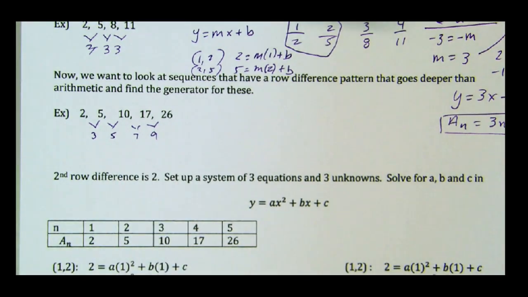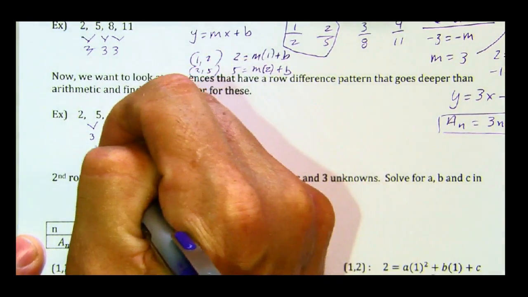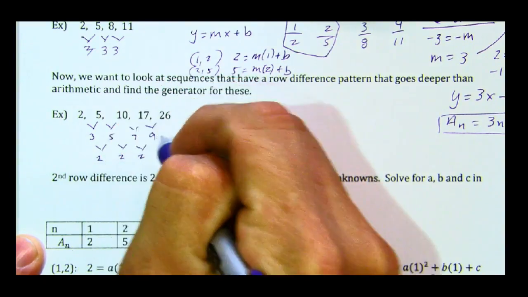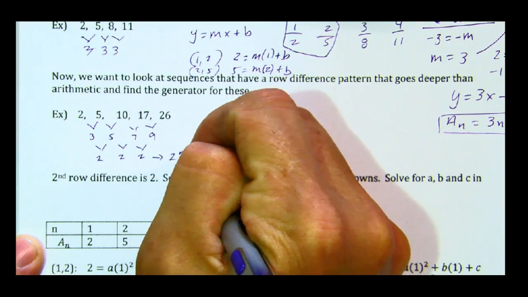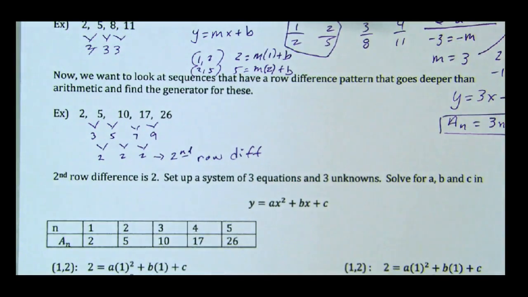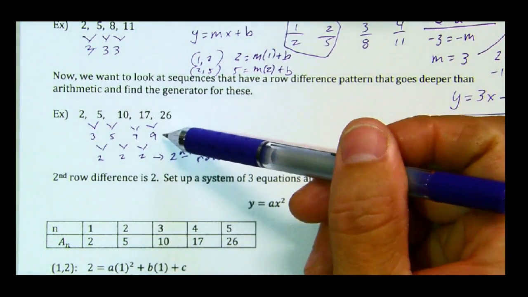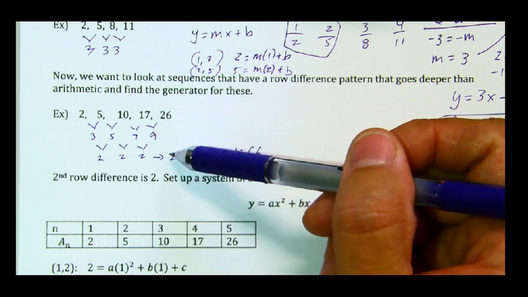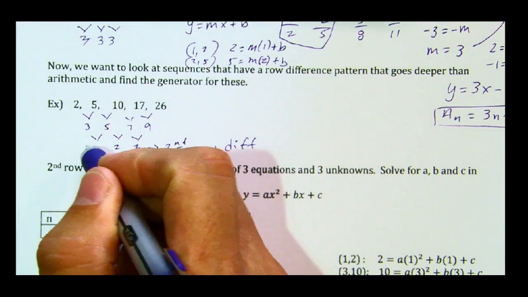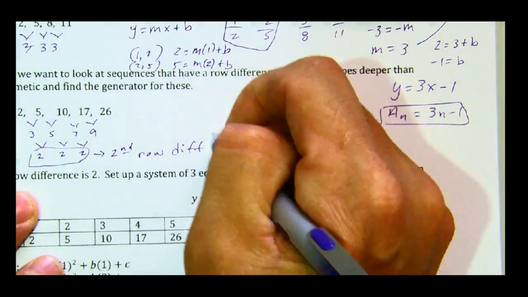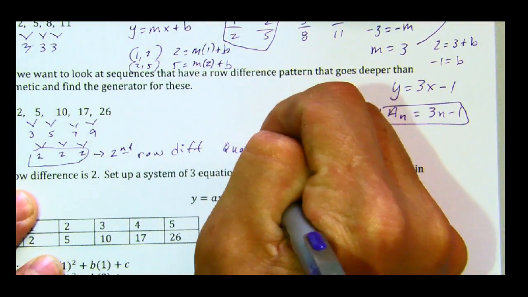Now, if I go one deeper, what happens if I go another row? Well, I can tell that this is a difference of 2. This is a difference of 2. This is a difference of 2. This right here tells me I have a second row difference pattern. And what that means is, you count one difference, second difference. Don't count the original when you're dealing with these. If I have a second row difference that's always the same, then what happens is that we're going to have something that's called a quadratic generator.